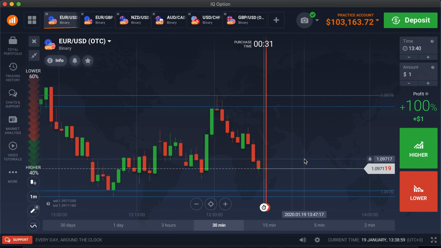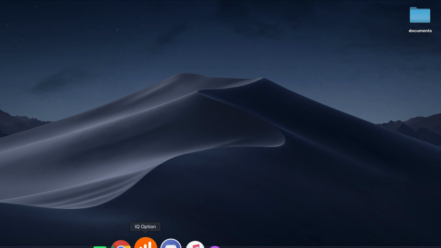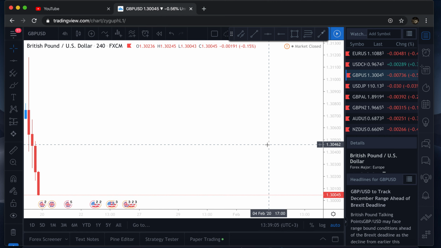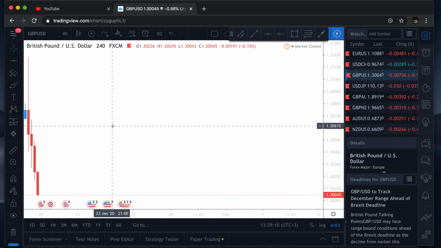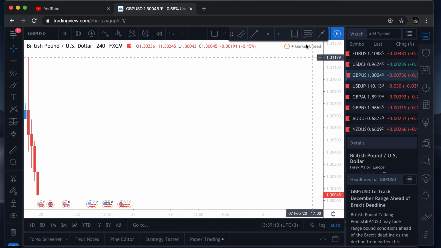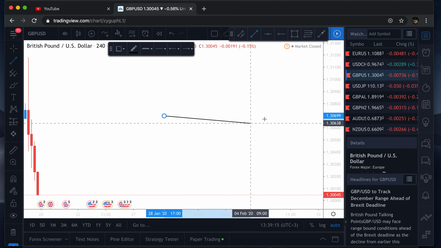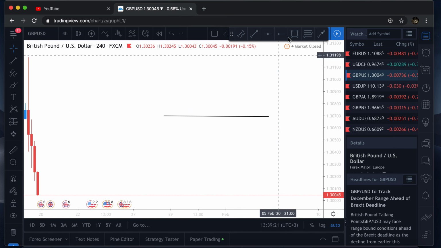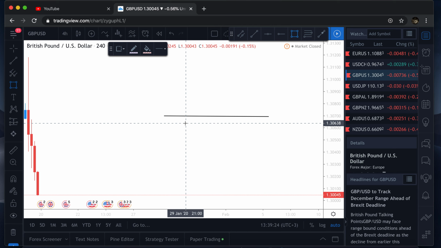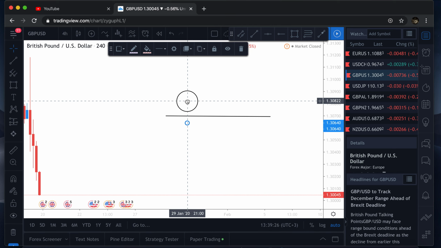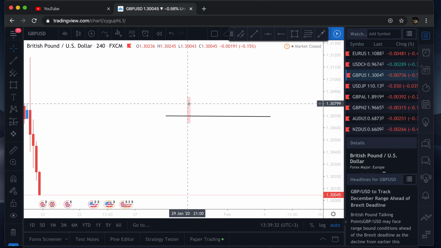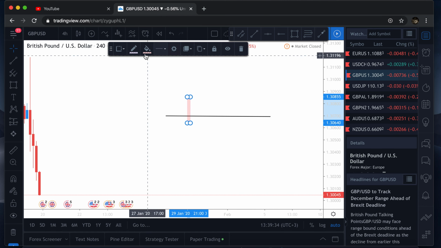Now, this is one way of trading support and resistance. The other way, which is the most successful way of trading support and resistance is when, for example, we're going to start with resistance. There's a resistance right here, right? And then a candle comes up and closes like this, right?